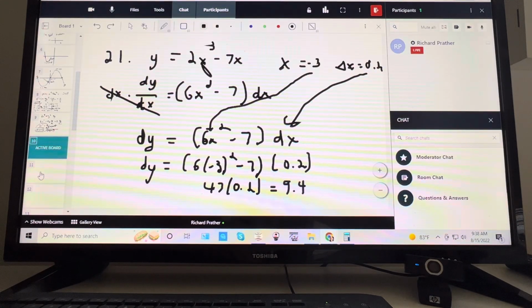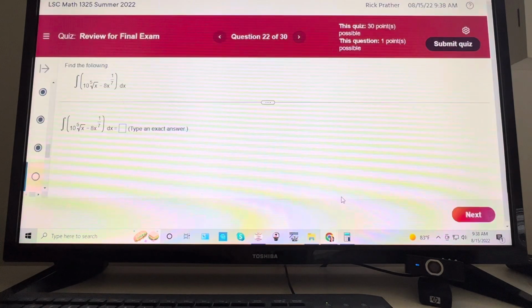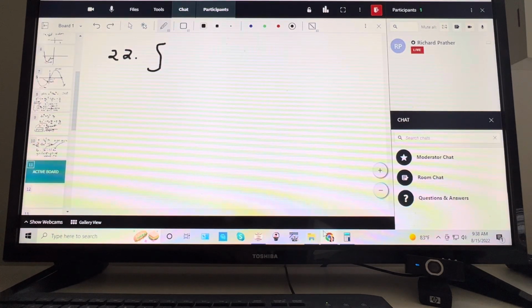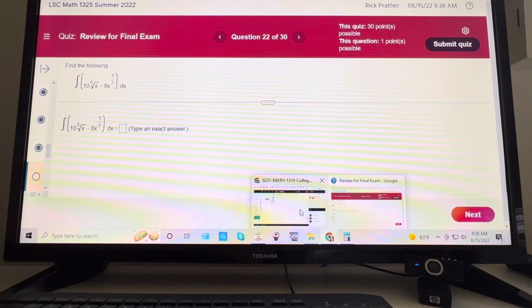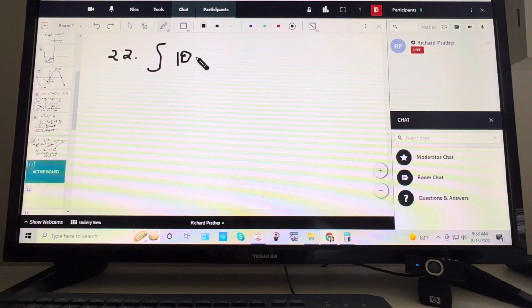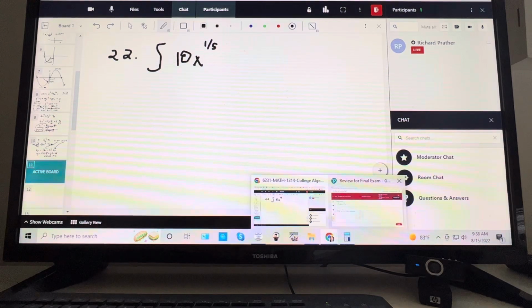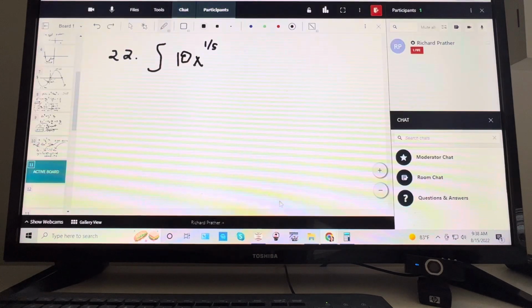So that was the end of derivatives right there, 21. Now we're into the final chapter where we're doing antiderivatives. The integral of 10 fifth root of x. I'm going to rewrite the fifth root of x as x to the 1/5 power. It's always good to work with fractional exponents over radicals, whether you're doing derivatives or antiderivatives. And they actually wrote this one as a fractional exponent, minus 8x to the 1/7.